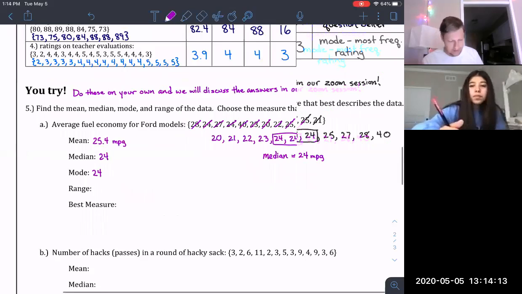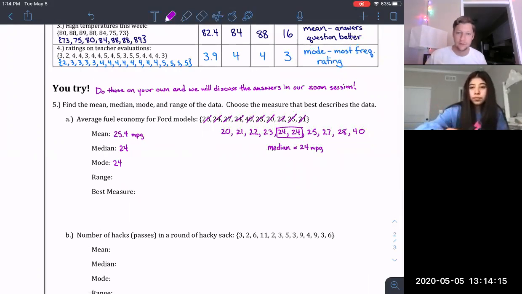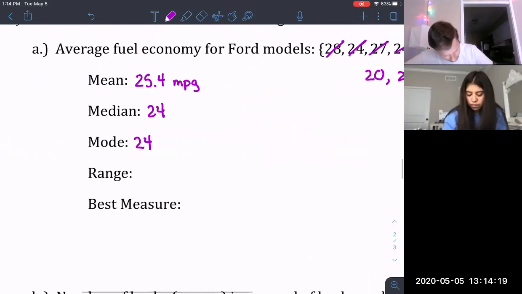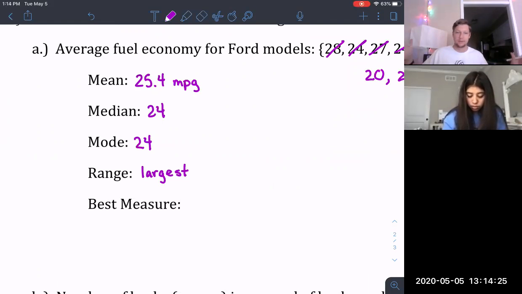And then range. Do you remember how to find the range? Not really. Okay, it's basically just the span of all the values. So how many numbers are there between the largest and the smallest? So it's the difference.